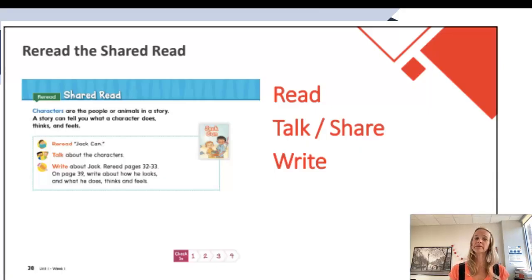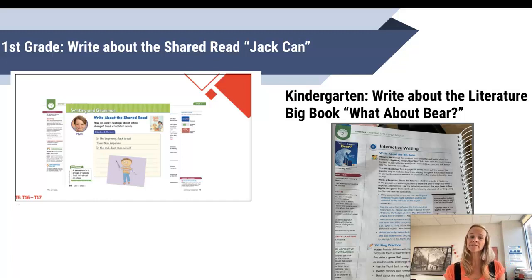First grade, big pieces with your reread of the shared read are going to be reading, they're going to talk and share, and they're going to write. Those are big pieces. And having students being able to have all those pieces so that when they're ready to write, they've had exposure to being able to hear it, read it, talk about it, and now I can write about it. First grade, you're also going to go back into your interactive writing piece, which is going to be writing about how your shared read Jack Can. So there's even a bigger piece of application. Kindergarten, your students are going to be writing about the literature big book, What About Bear? Because this would have been their second exposure or second lesson about What About Bear? So again, we're getting into that. We heard about it, we talked about it, and now I'm going to write about it in my reading writing companion.